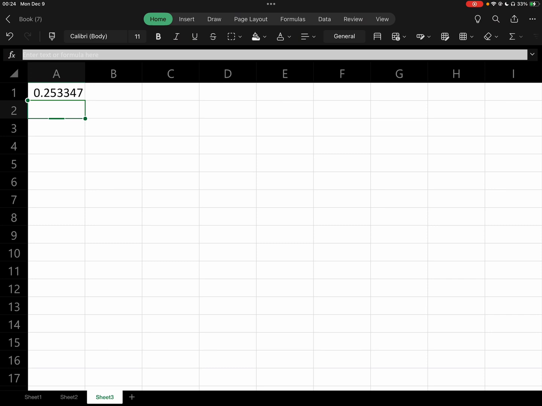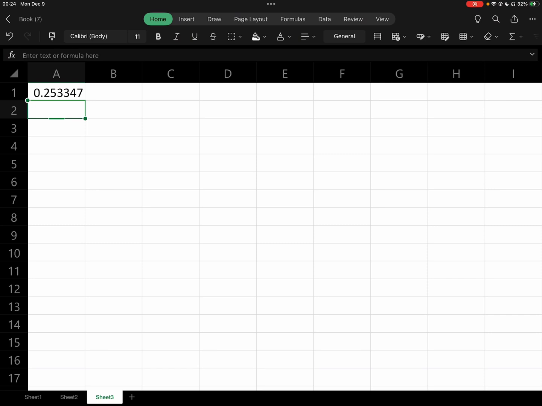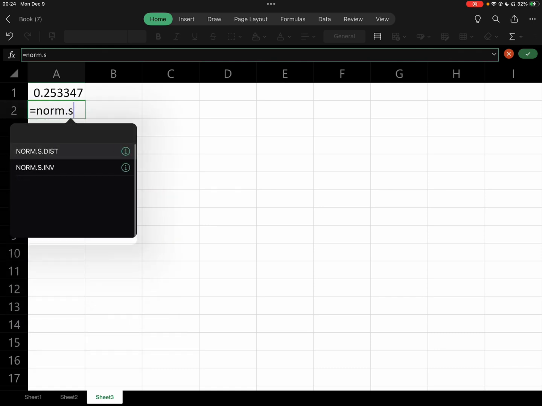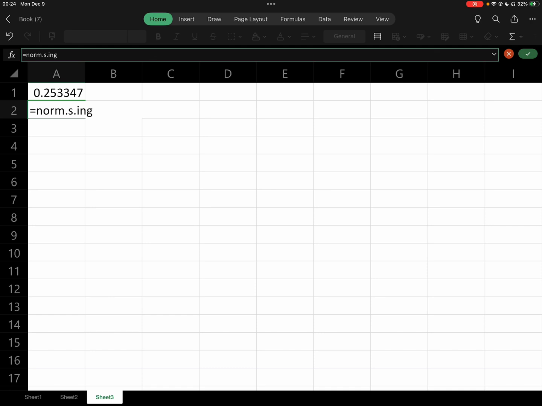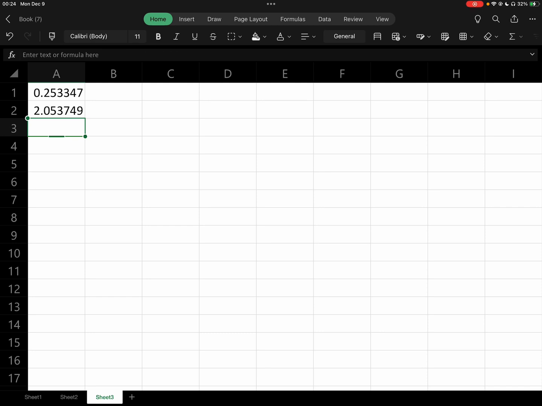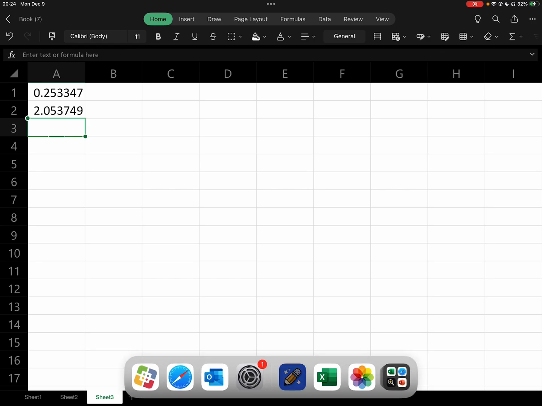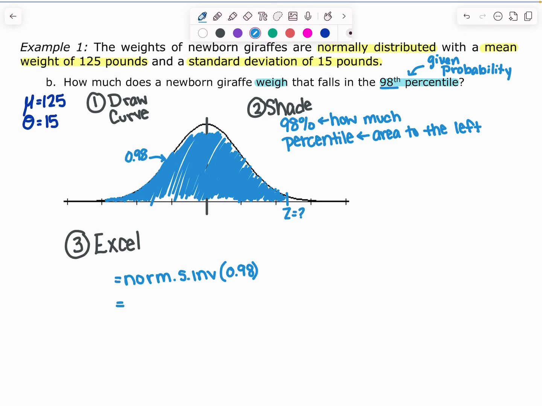So I'm going to come up to Excel. I still have the z-score from the previous problem that we did. And let me make sure, did I turn this off? No, I did not. But let me reset it. There we go. NORM.S.INV. We shaded 98% of our curve to the left. So that is a z-score of 2.054. So the z-score is 2.054.